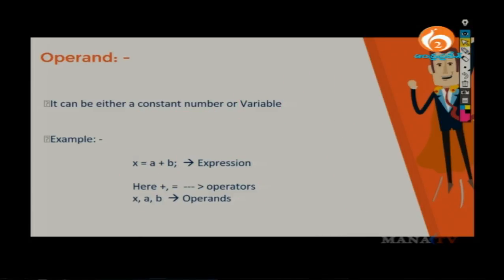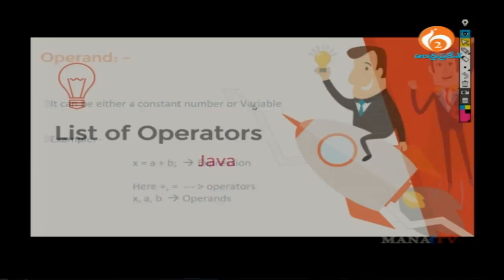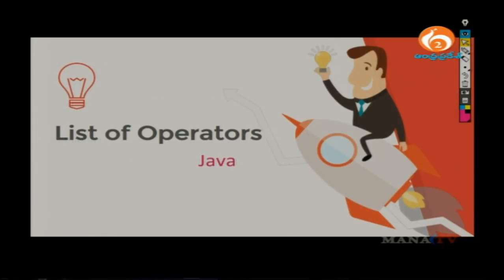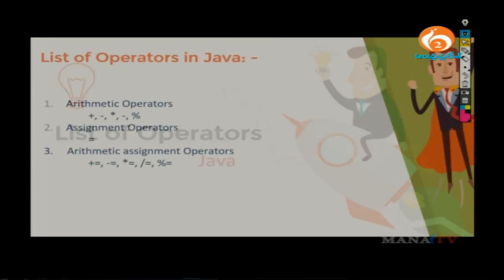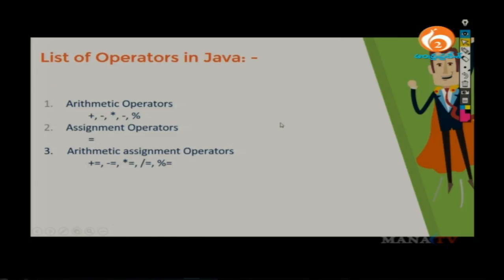Yes or no? Now let me be very clear on this part. Now we'll see the list of operators in Java. Java programming supports a different kind of list of operators. We'll categorize them one by one and see examples one by one.